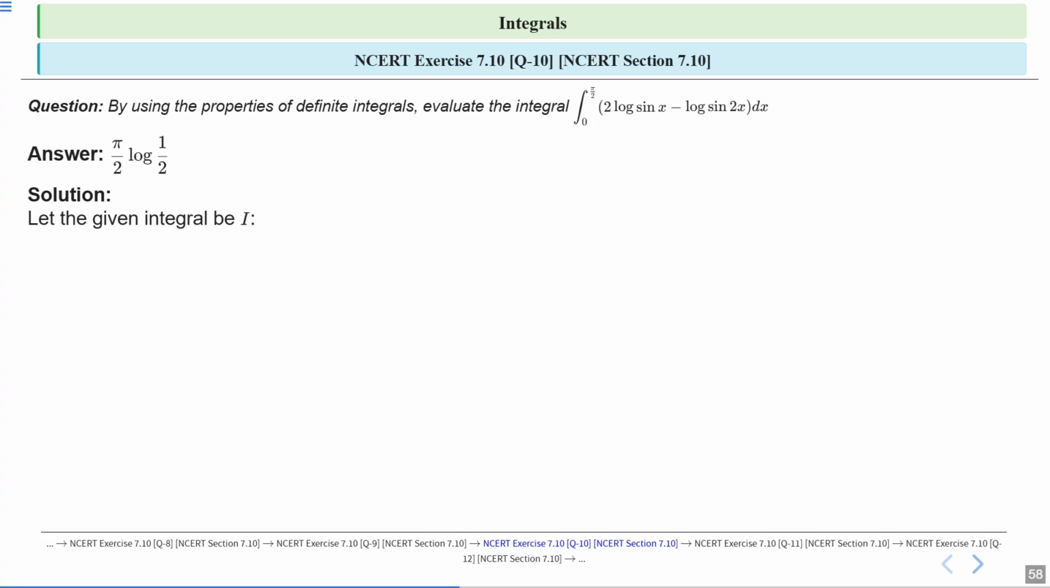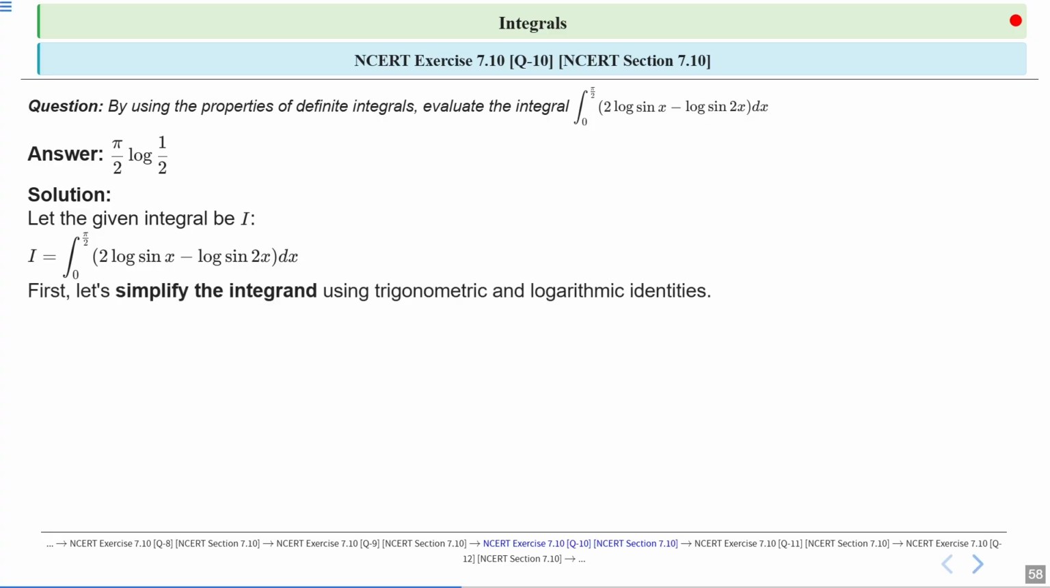Given integral, let the given integral be I. So I is equal to the integral from 0 to pi by 2 of 2 log sin x minus log sin 2x dx. Let's simplify the integrand using trigonometric and logarithmic identities. As we know, sin 2x is 2 sin x cos x, and log ab is log a plus log b.